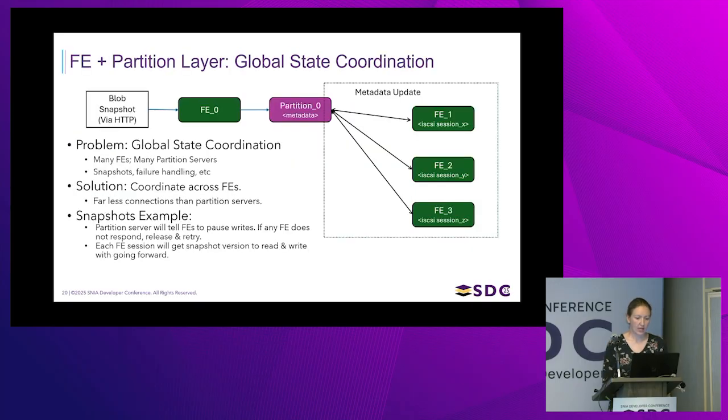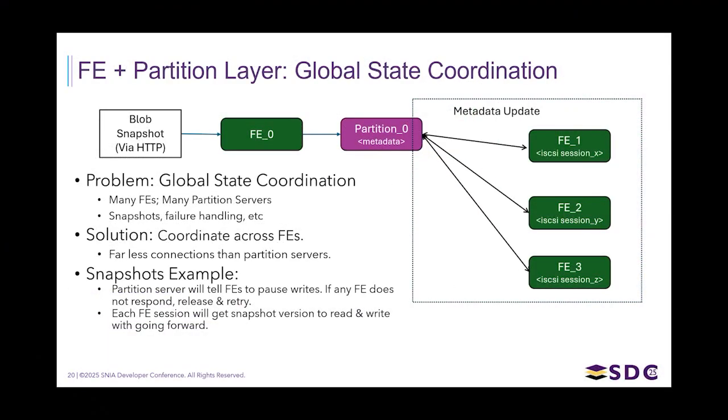So that's all good and well, but the problem here is the more you spread your data, the more problems you have with global state coordination. You're going to have blazing fast and very well scaled out reads and writes. And then as soon as you try to do something like a snapshot or a LUN reset, it's going to get really, really hard. Because if you have one thing serving it, it's very easy to say stop, bump your sequence number, whatever you're going to do for failure handling, and then continue. So we had to do a lot of work here across both the partition and the front end layers to do coordination.